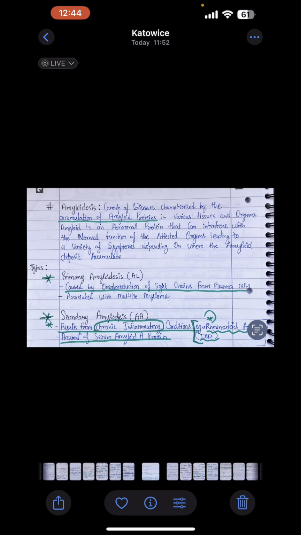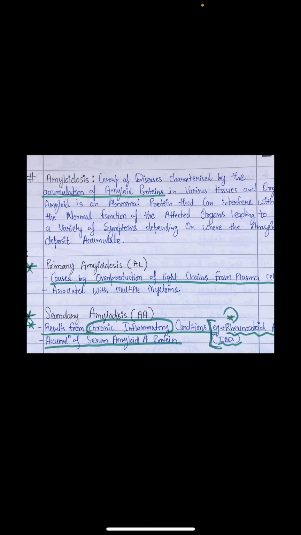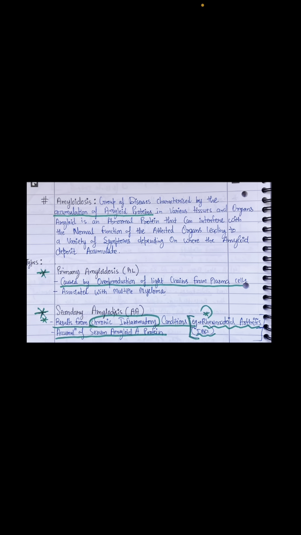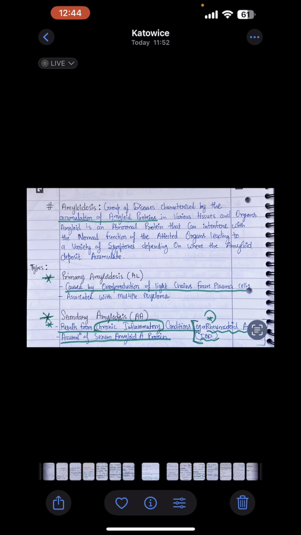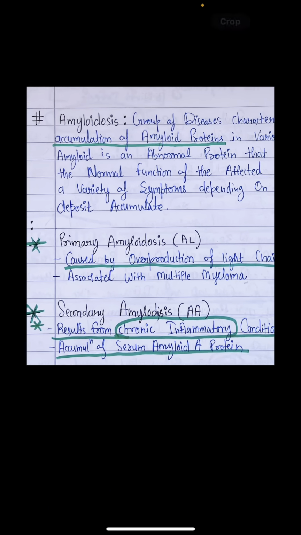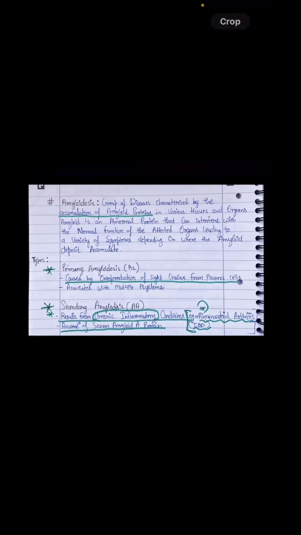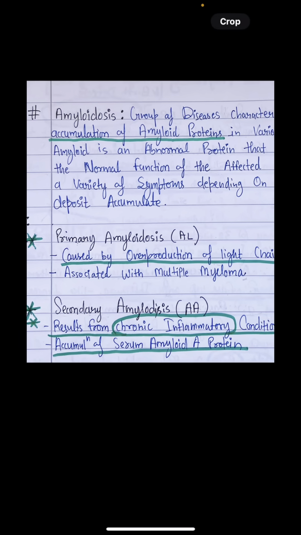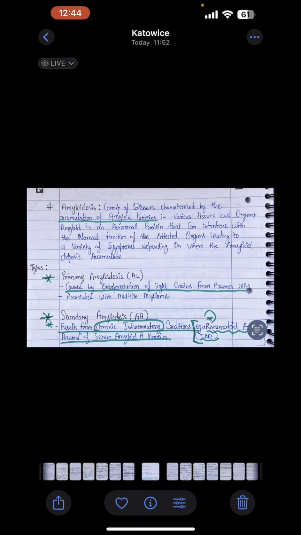So let's move on. Next is amyloidosis. Let's define it. Amyloidosis is a group of diseases characterized by the accumulation of amyloid protein. The symptoms will occur wherever the amyloid deposits are. Let's see what primary amyloidosis is. It is caused by the overproduction of light chains from the plasma cells, and secondary amyloidosis is the result of a chronic infection, or chronic condition, chronic inflammation.